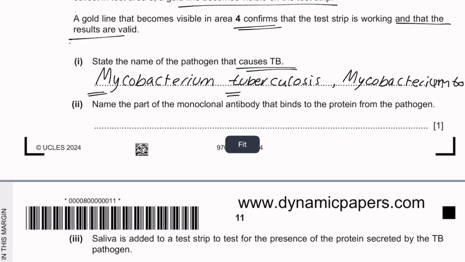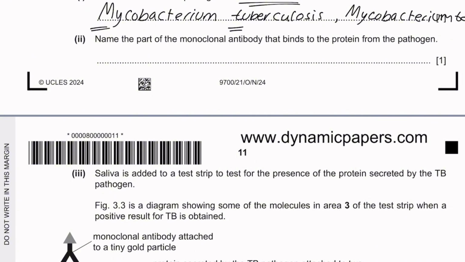Okay, remember to write the genus capitalized, the species small, and the name in cursive, or if not in cursive, underline it. Name the part of the monoclonal antibody that binds to the protein form of the pathogen. Okay, the part of the antibody that binds is going to be the antigen binding site, the variable site of the antibody. So let's write this down, the antigen binding site.